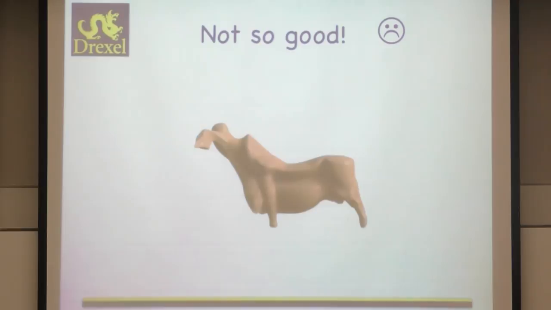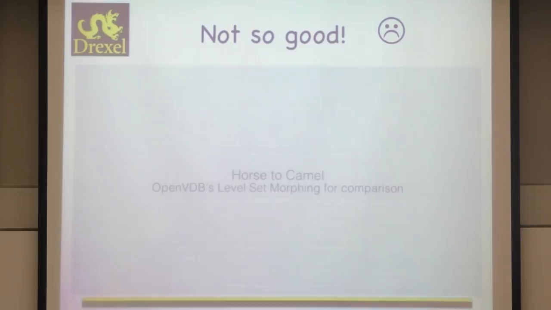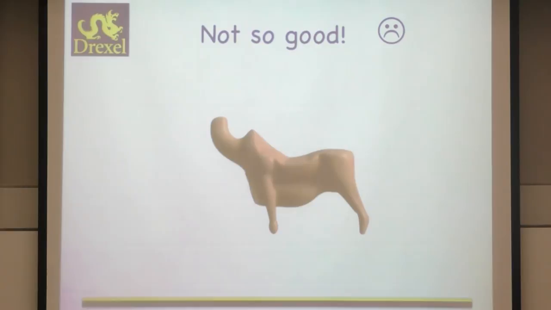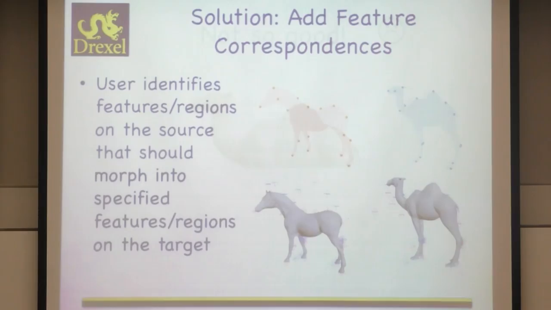When Ken Museth, who I work with, who was at DreamWorks and is now at Weta, would go to DreamWorks and say we should use level sets in our next movie, they'd look at something like this and say, "I don't think so." I can guarantee that the horse becomes a camel, but that's not a particularly appealing morph. So we realized we had to add some new features.